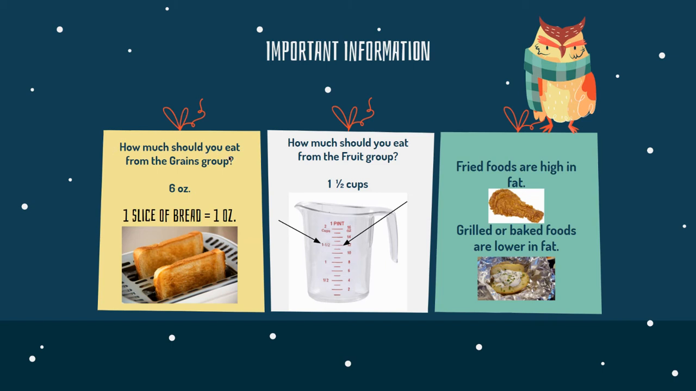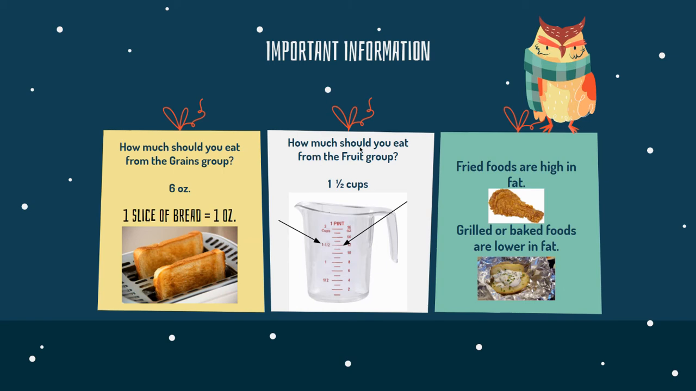So how much should you eat from the grains group? For example, 6 ounces. You're supposed to eat roughly 6 ounces of grains. Now, a slice of bread equals 1 ounce. There's an example. A slice of bread equals 1 ounce. Now, from the grains, you're supposed to eat 6 ounces.